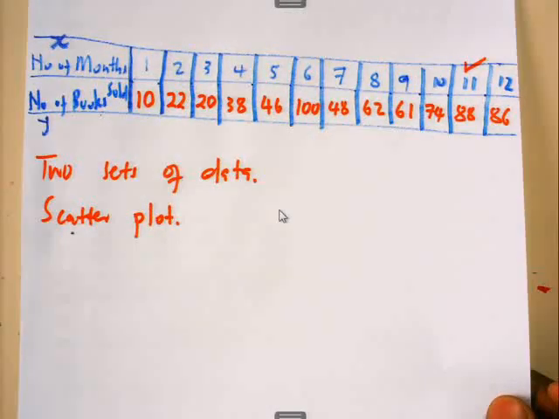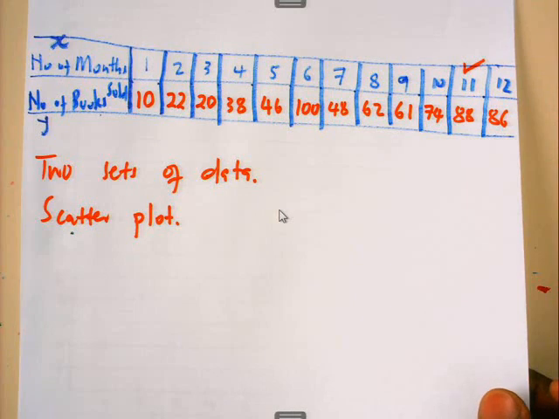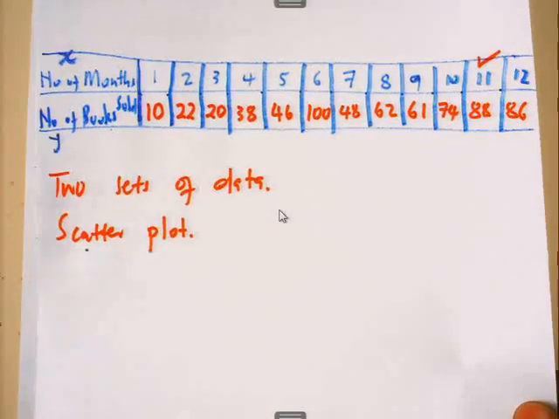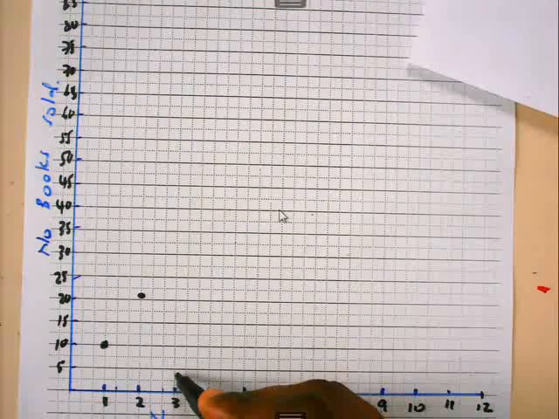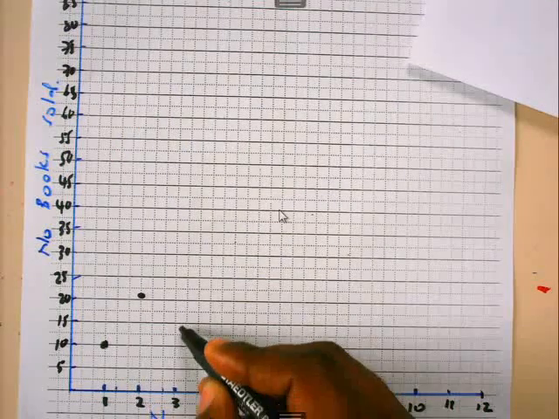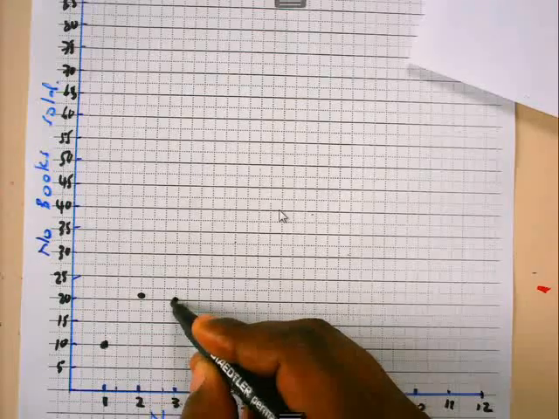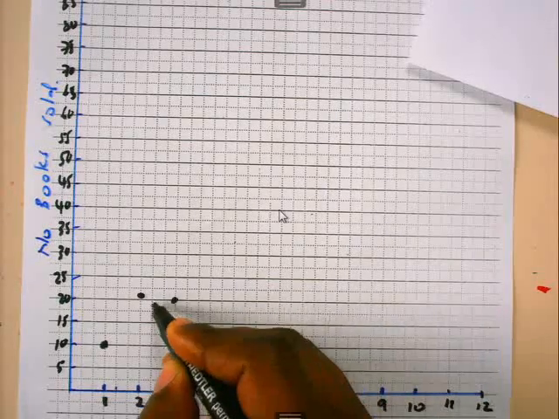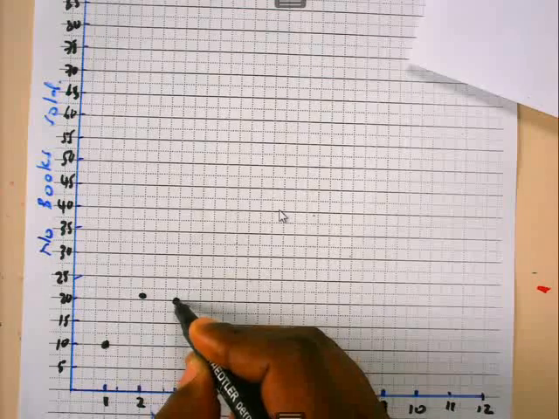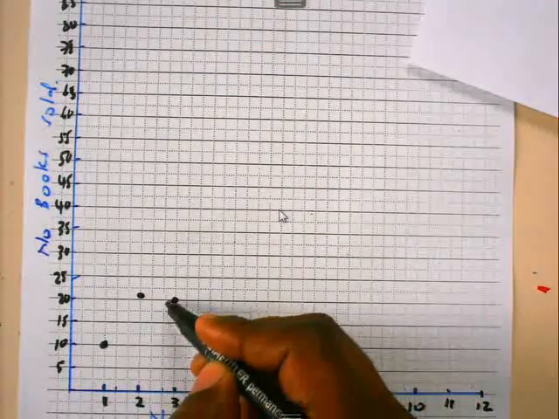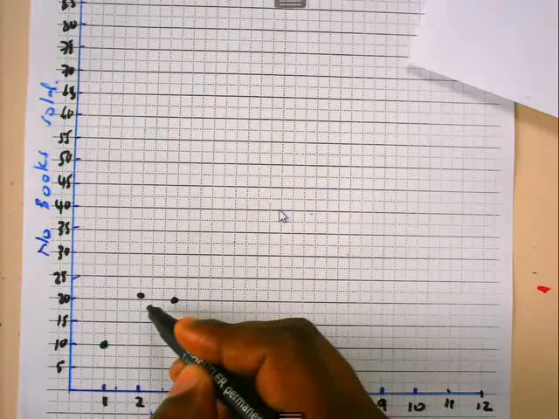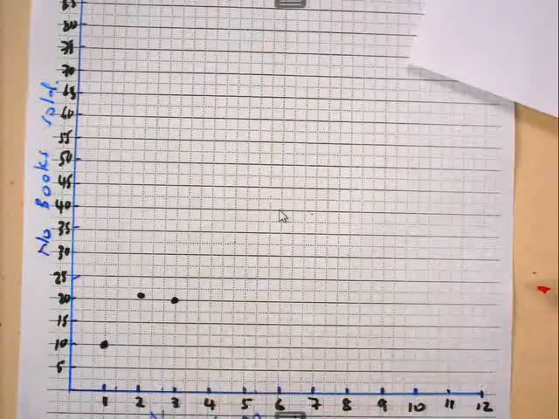The third month, how many books were sold in the third month? Let's check there. Books in the third month is 20. Do you all agree? Look at my hand. 20 books. The third month, 20 books. We establish the relationship between the number of months as well as the number of books sold. Can you see that? The relationship, how do the two relate?